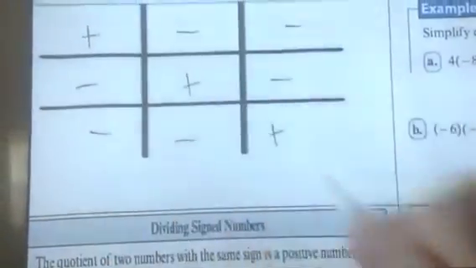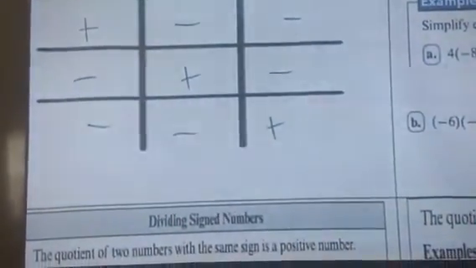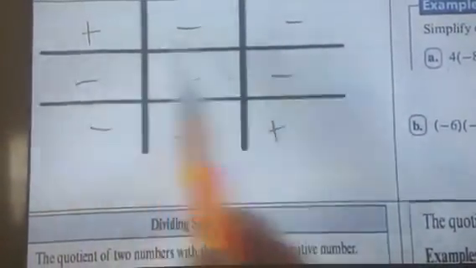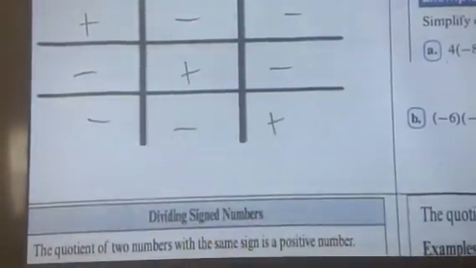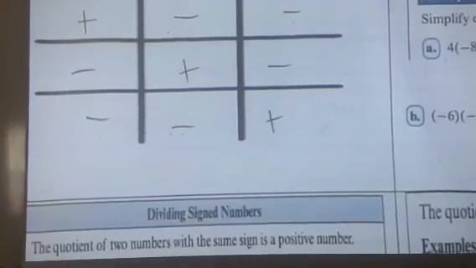The main thing for the lesson: as long as you can draw a tic-tac-toe board, put positives on the diagonal, negatives everywhere else, you've got it. Positive times a negative gives me a negative. Negative times positive gives me a negative. Negative times negative gives me a positive. That's with multiplication and division. That's all for that lesson.